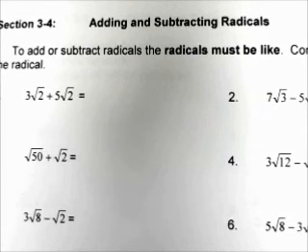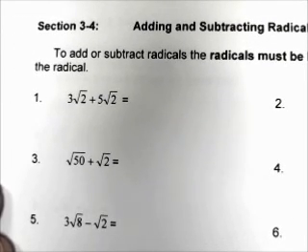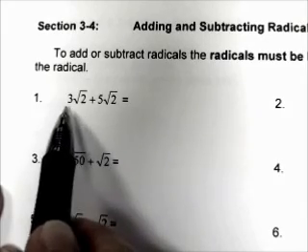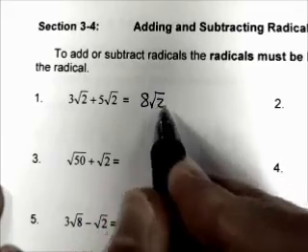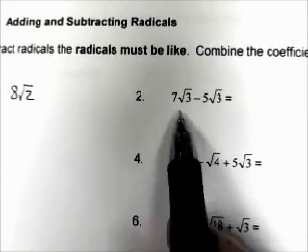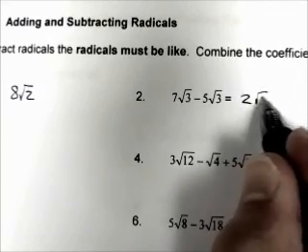Alright, to add or subtract radicals, the radicals must be like. You combine the coefficients and carry along the radical. So in number 1, 3 square root of 2 plus 5 square root of 2. The radicals are like, so we just add the coefficients. 3 plus 5 is 8, and carry along the square root of 2. So 8 square root of 2. Number 2, 7 square root of 3 minus 5 square root of 3, 2 square root of 3.